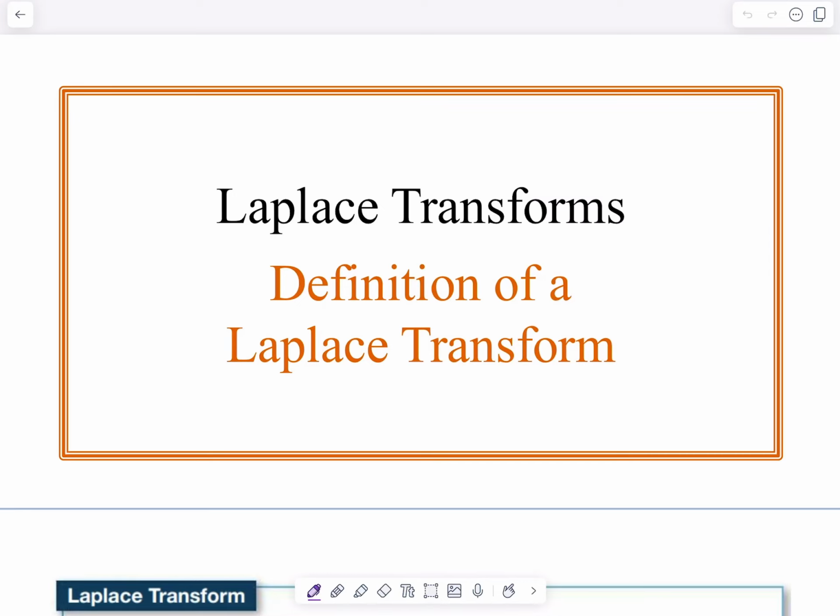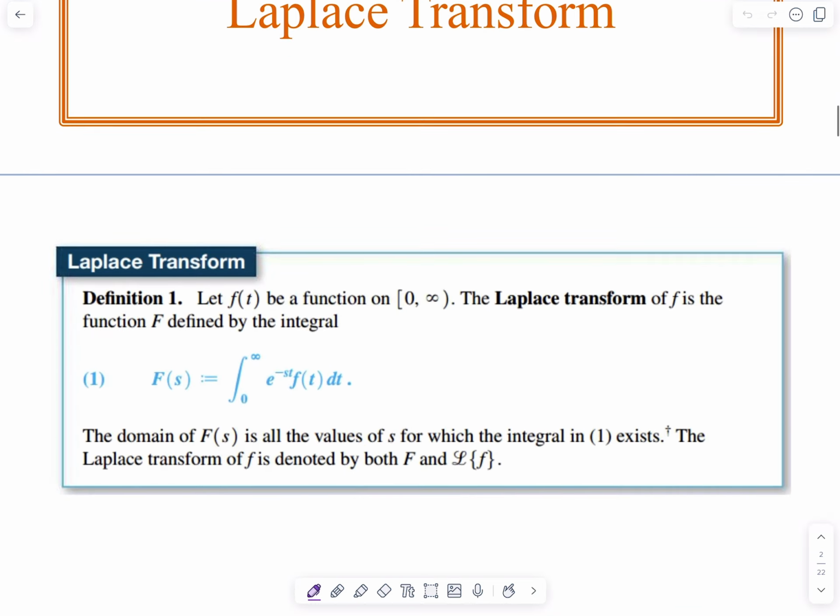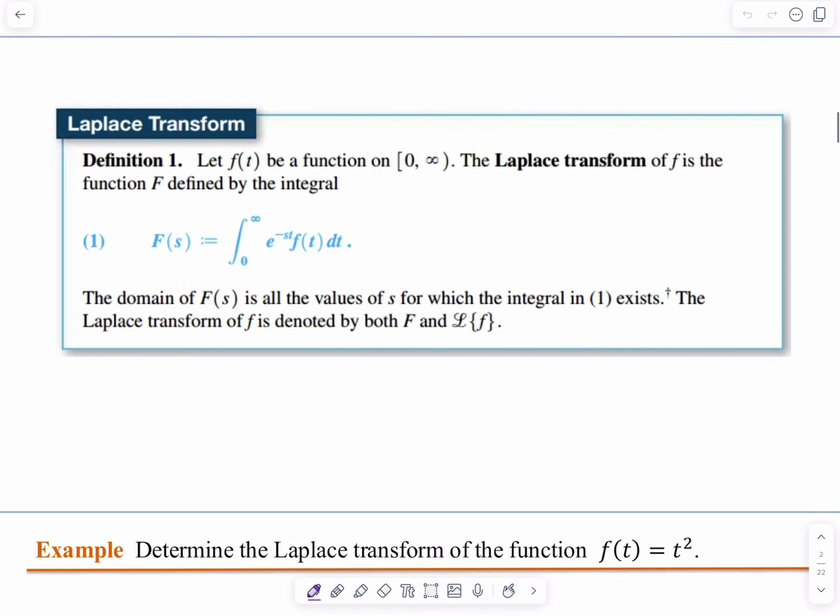This is Laplace transforms, and in this video, we'll be talking about the definition of a Laplace transform. So let's go ahead and look at this definition here. Here we have f of t is a function on 0 to infinity. So the Laplace transform of f is the function capital F defined by this integral.